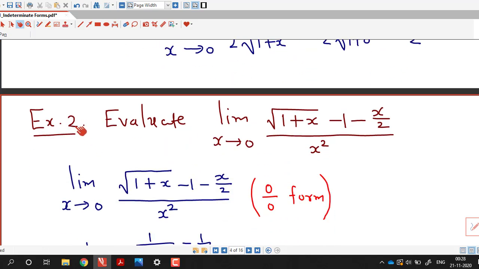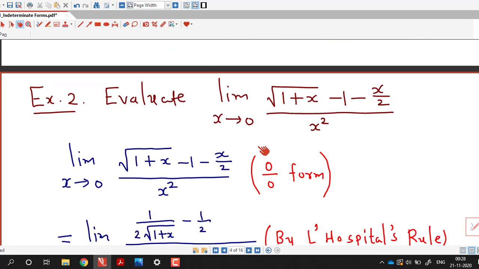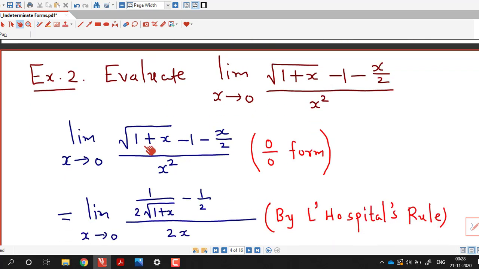So now we take example number 2. We have to evaluate the limit of (square root of 1 plus x minus 1 minus x by 2) over x square. So if you substitute x equal to 0, this is going to be square root of 1, which is 1, minus 1, and here x equal to 0. And here if we put x equal to 0, we have 0.